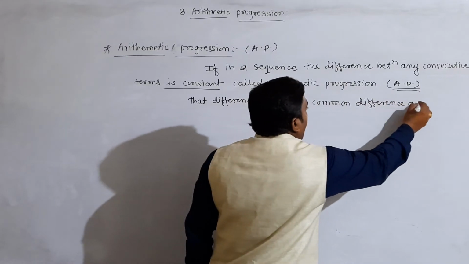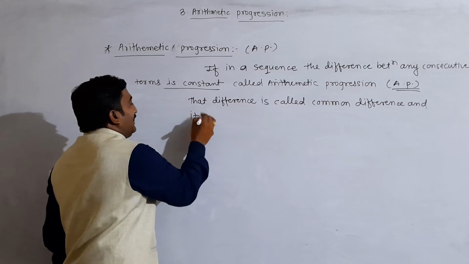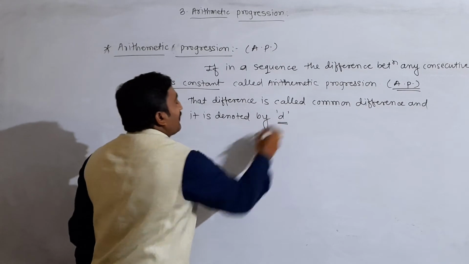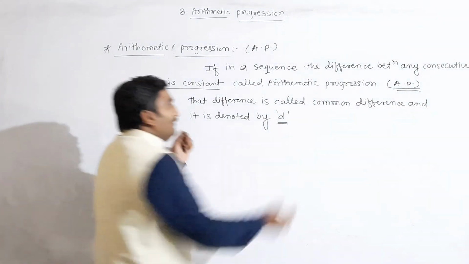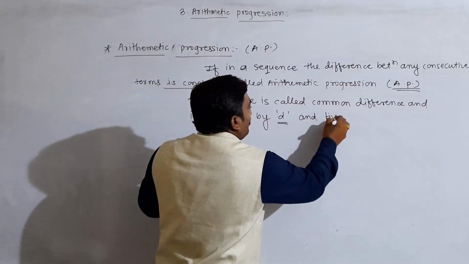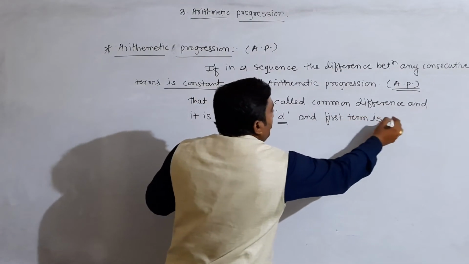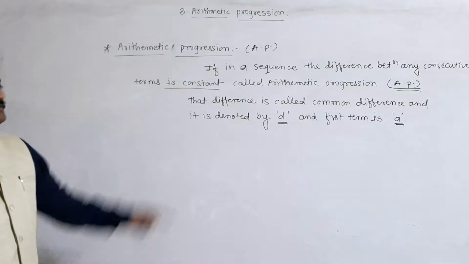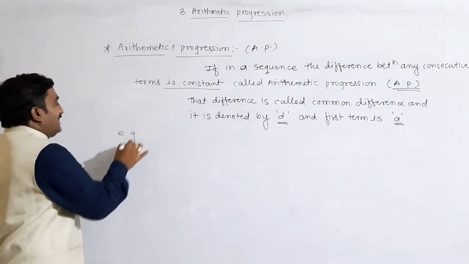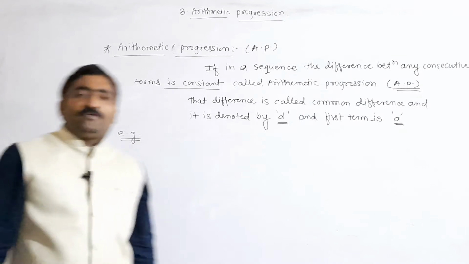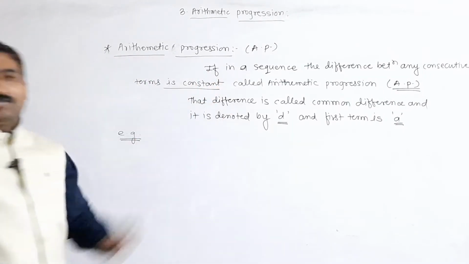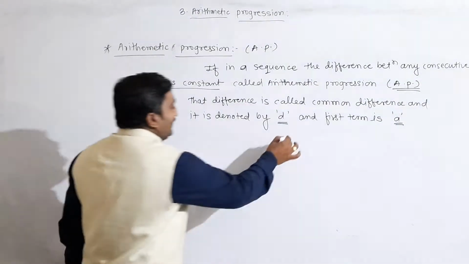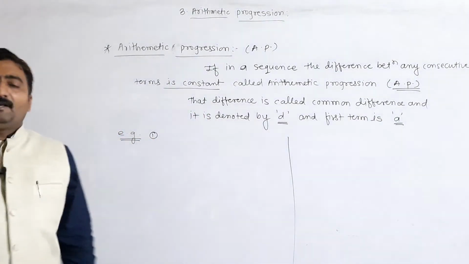It is denoted by small d, and the first term is small a. This is the first term and this is the common difference d. In your examination we may be asked the question, which of the following sequences are arithmetic progression? We are given some sequences and we have to decide whether they are in arithmetic progression or not.